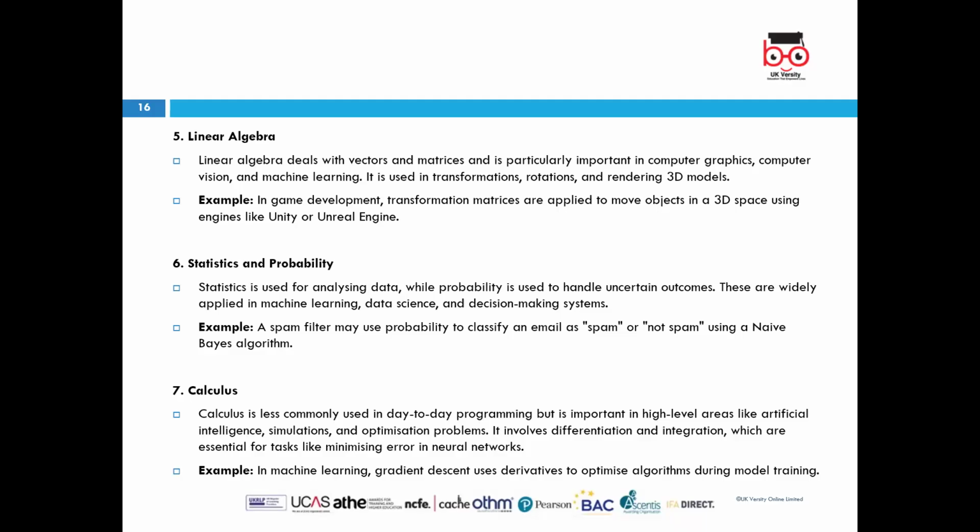Calculus is less commonly used in day-to-day programming, but is important in high-level areas like artificial intelligence, simulations, and optimization problems. It involves differentiation and integration, which are essential for tasks like minimizing error in neural networks. For example, in machine learning, gradient descent uses derivatives to optimize the algorithm during model training.